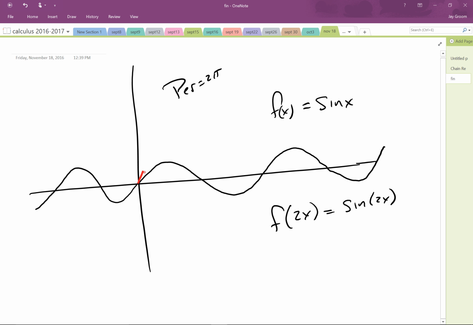So, it does this now, doesn't it? It's like the same heights. You know what I'm saying? It just does it twice as fast. Yes? Because it just squished it in.